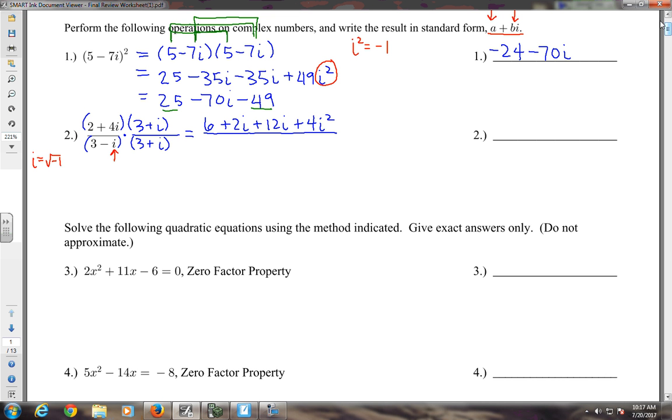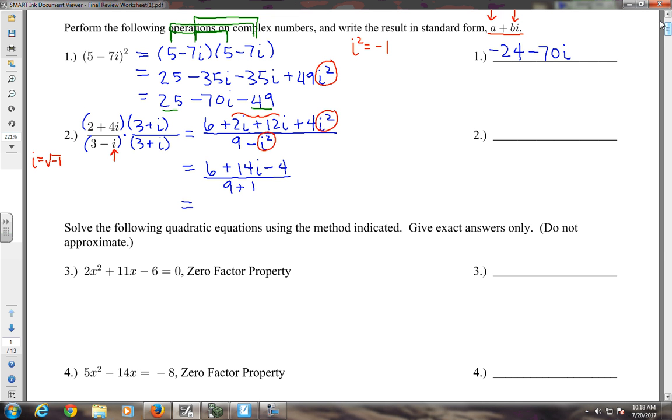When we FOIL the denominator, notice the outside and inside terms are going to cancel because we're dealing with complex conjugates. So we're only going to be left with the product of the first terms and the last terms. Now, in both the numerator and the denominator, we need to replace the i squared with a negative 1, and we've got some like terms to combine up here in the numerator. Executing that gives us 6 plus 14i minus 4. And in the denominator, we have 9 minus negative 1, which is 9 plus 1.